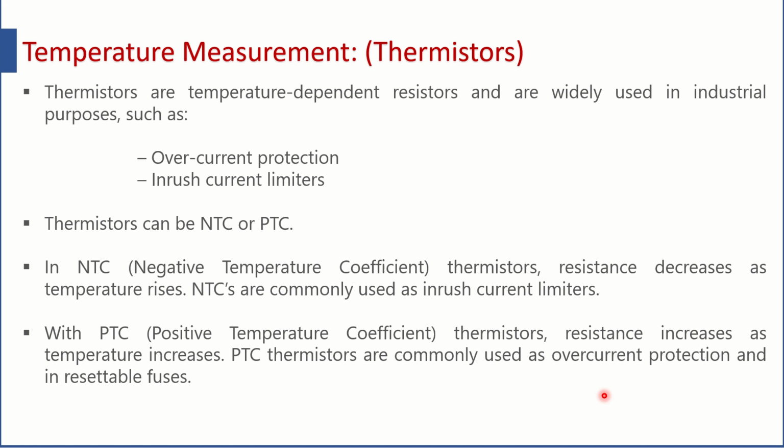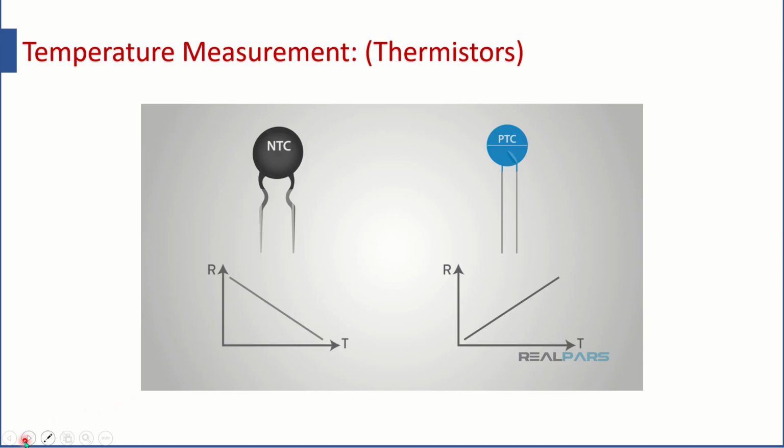Now in case of positive temperature coefficient thermistors, when the temperature increases, maybe because of high passage of current, the resistance will also increase and current will no more be allowed to pass through it. So you have got overcurrent protection, or you can use them in resettable fuses.